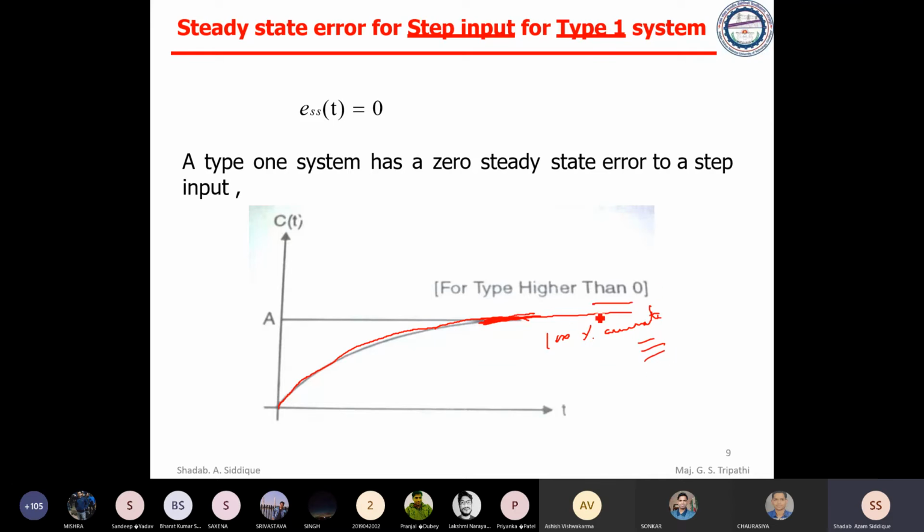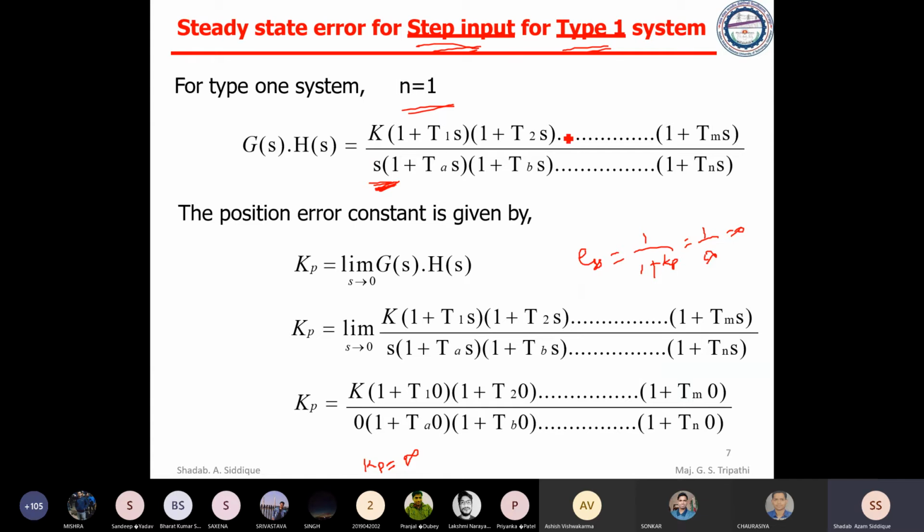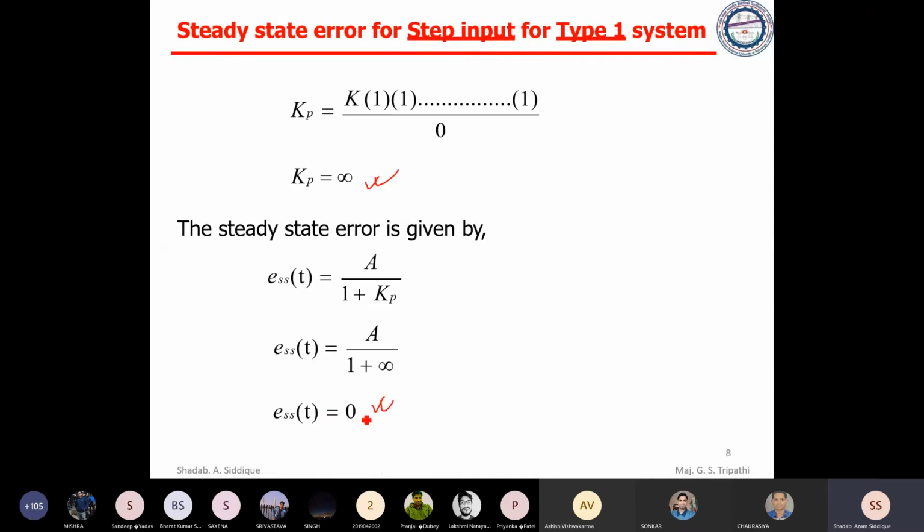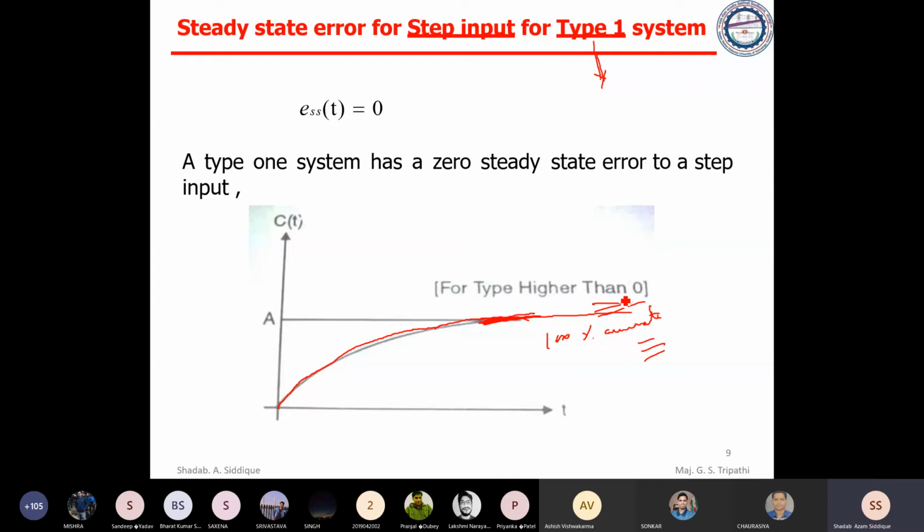So for type higher than 0, if we take a type 2 system for step input only, then what will happen? See, for type 2 system, this will become s square. Again, this will be 0. Again, we will get KP as infinity and ESS as 0. So this says for type higher than 0, for a step input, that means type 1, type 2, type 3, type 4 system, this will be accurate. There will be no error at all. So 0 steady state error we are getting.